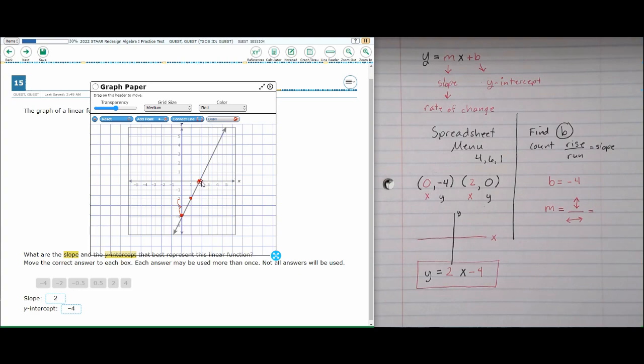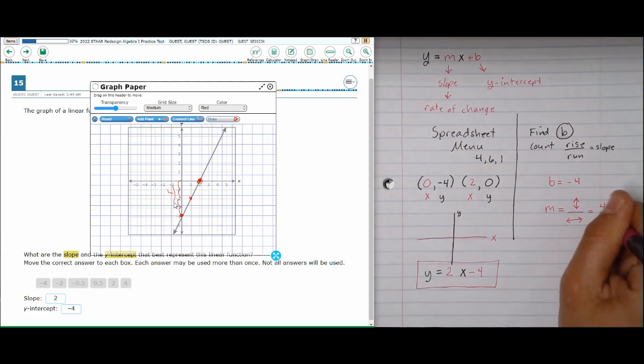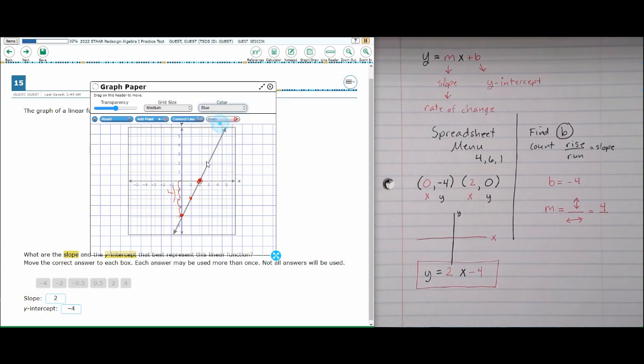I can put a dot right on (2, 0), which is my x-intercept, and I could just keep going. So go up 3 and go up 4 times. So in this case, I went up 4 units. So my rise is 4 units. And then from there, I'm going to change it to a different color. From the origin, I'm going to go over 1, 2. So I went to the right 2 units.